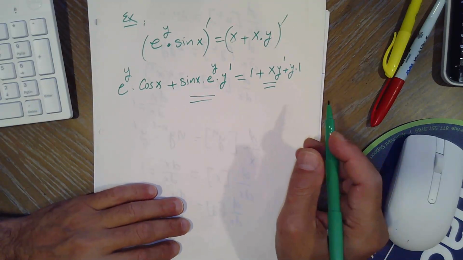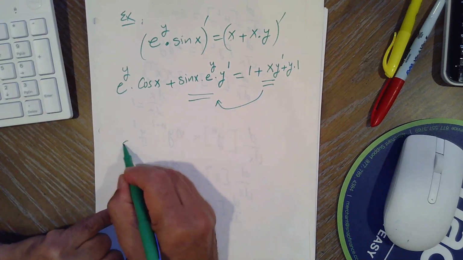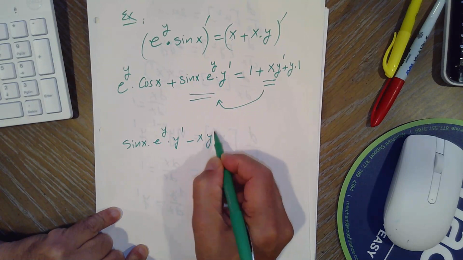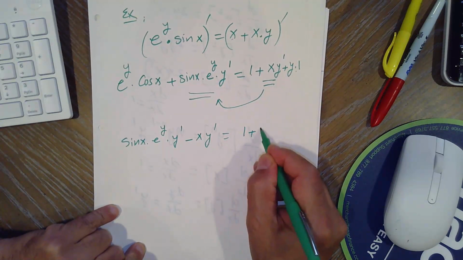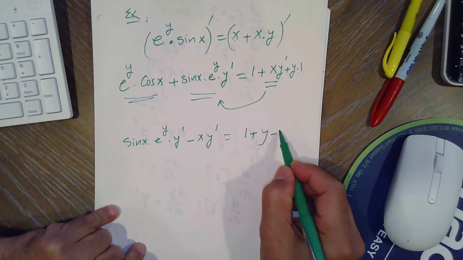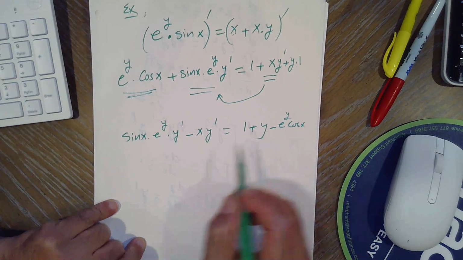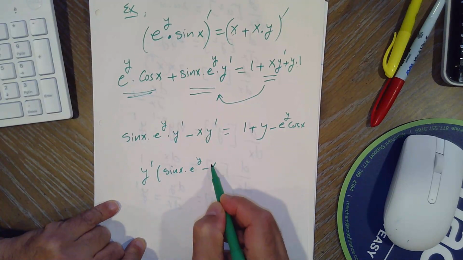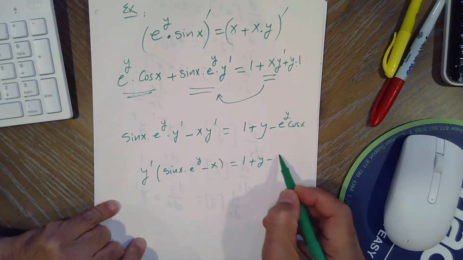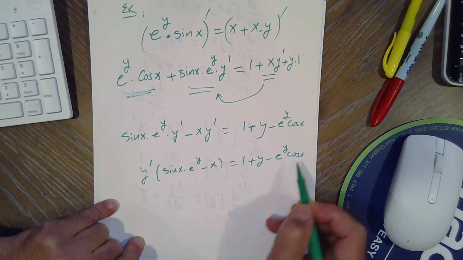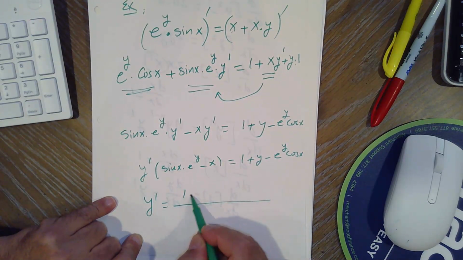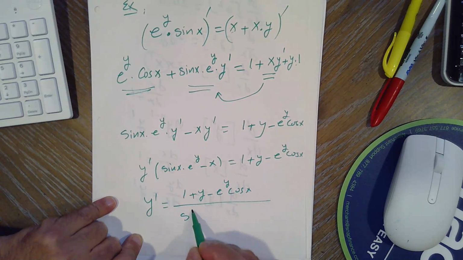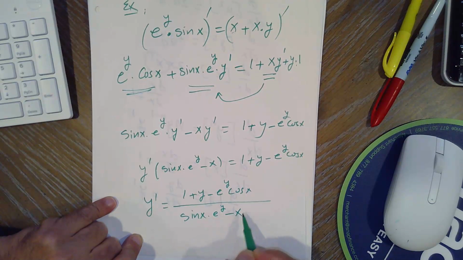We're going to put them together. So I'm going to move this over here. So I have sine x times e to the y times y prime minus xy prime equals 1 plus y. And then we're going to move this guy, minus e to the y cosine x. Factor y prime: sine x times e to the y minus x equals 1 plus y minus e to the y cosine x. Divide. And there's my y prime in terms of x and y, over sine x times e to the y minus x.